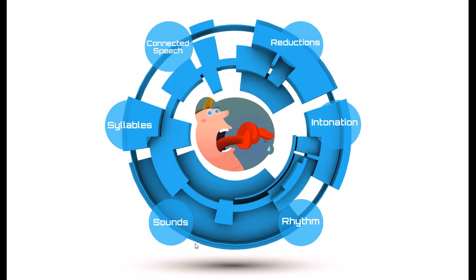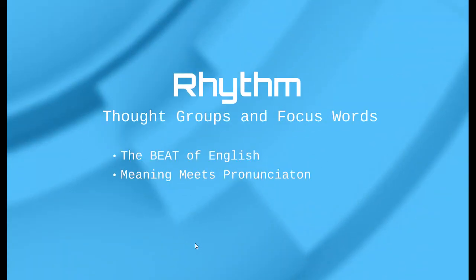Finally, the last area that we're going to look at is rhythm. With rhythm, we're going to talk about thought groups and focus words. Thought groups are groups of words that are put together that form one idea. Each thought group has a focus word or main word in that group. This creates a beat to the rhythm of English.